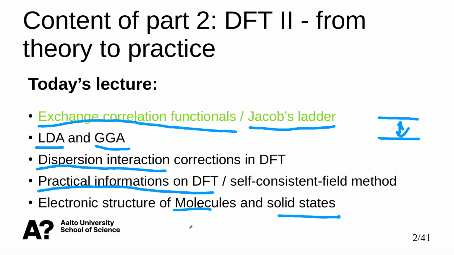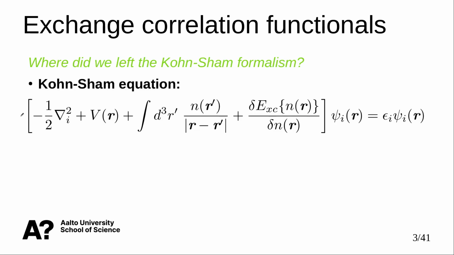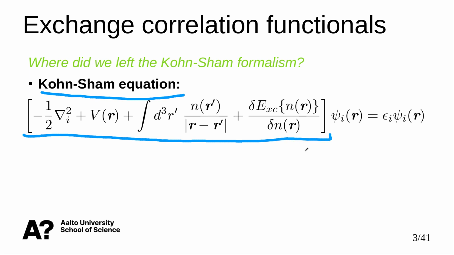Okay, but starting with the first part of today's lecture, the exchange correlation functional. Where did we leave the Kohn-Sham formalism? We left it with the Kohn-Sham equation. We pointed out that the Kohn-Sham equation is basically a single particle Hamiltonian, a single particle Schrödinger equation, and the part in brackets is the single particle Hamiltonian.